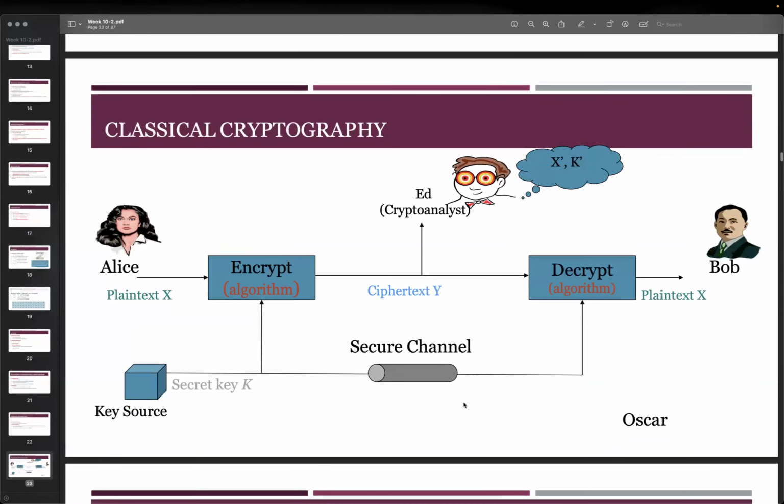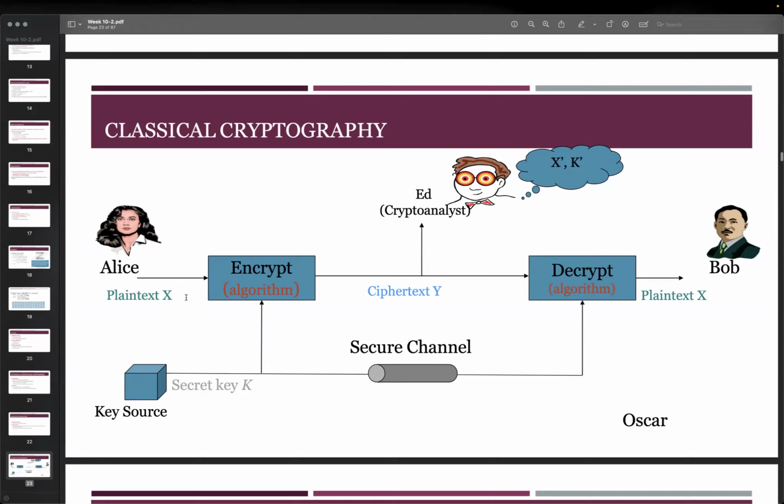And the idea of classical cryptography is to start by sending content to Bob. So we have a plaintext and then we try to encrypt it using the algorithm. After we encrypt, we send it through some secure channel. So we have the ciphertext Y. The cryptanalysis is where we try to check it.